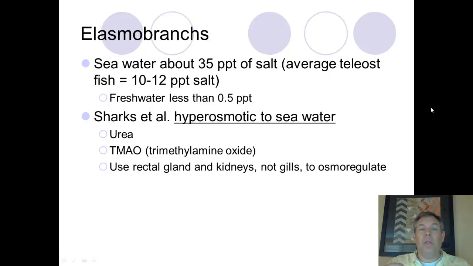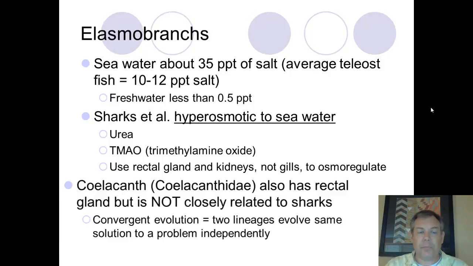And this makes them similar to a freshwater teleost in that they're actually hyperosmotic, so they have sort of the same problems. A difference between the Elasmobranchs and the freshwater teleosts is that they have a rectal gland and they use their kidneys to osmoregulate, not their gills so much. So they have a similar problem, but they solve it in a different manner.